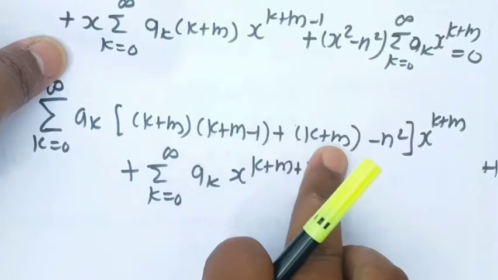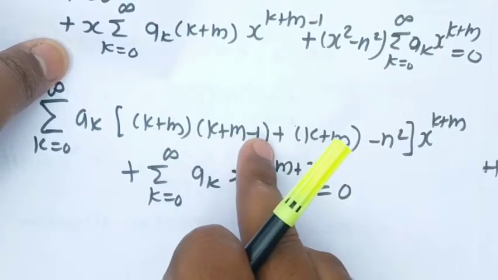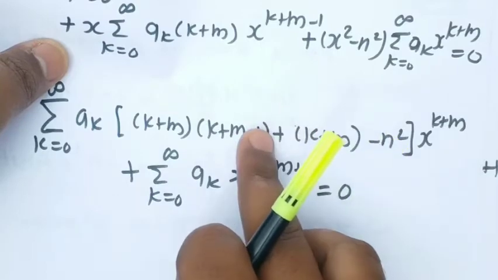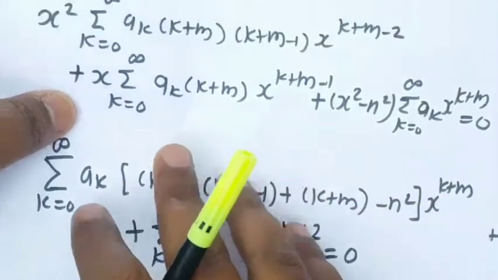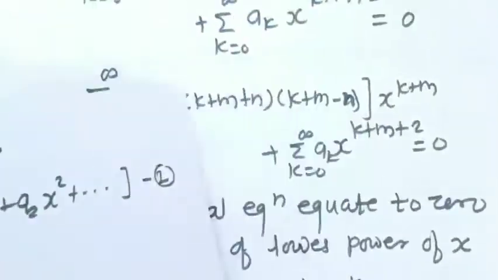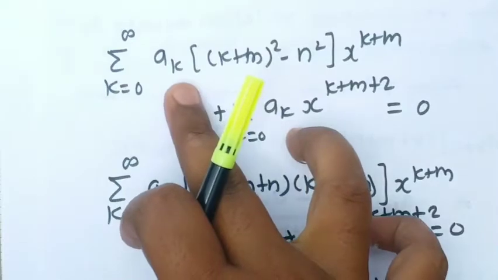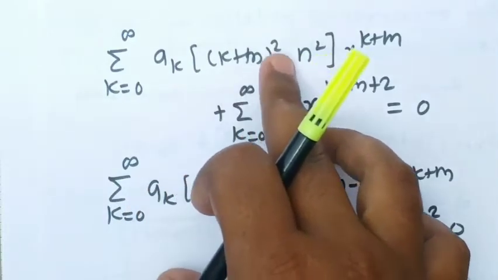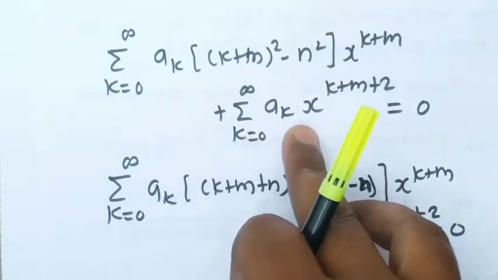From the first two terms, if you take k plus m common, inside the bracket we'll have k plus m minus 1 plus 1. That minus 1 plus 1 will get cancelled. Again we'll have k plus m into k plus m, so that can be written as (k plus m) square. That is, this step will get summation a_k into (k plus m) square minus n square x raised to k plus m, plus the second series as it is.